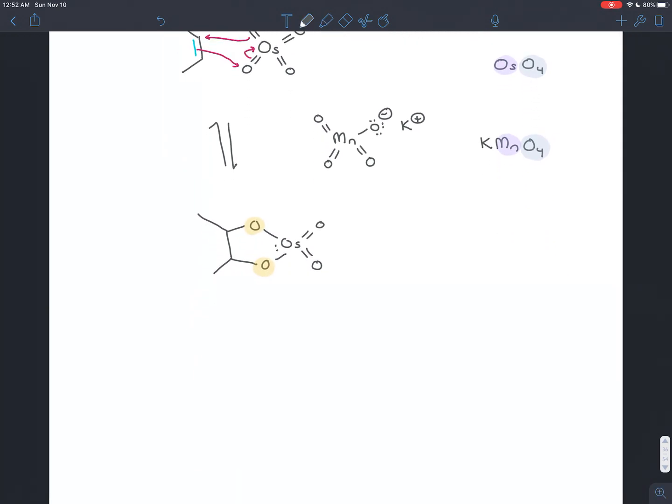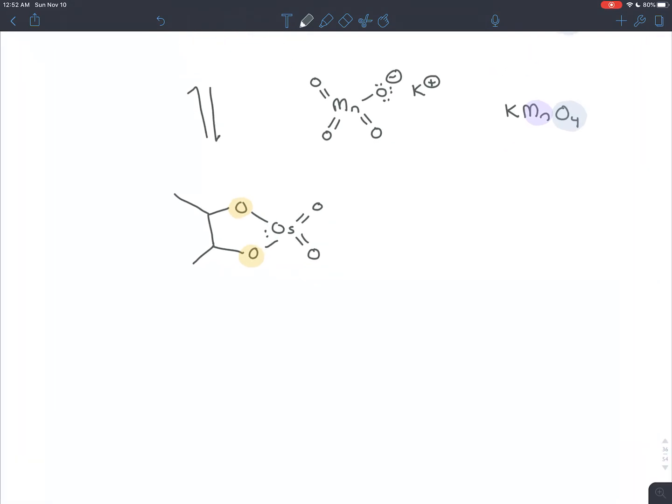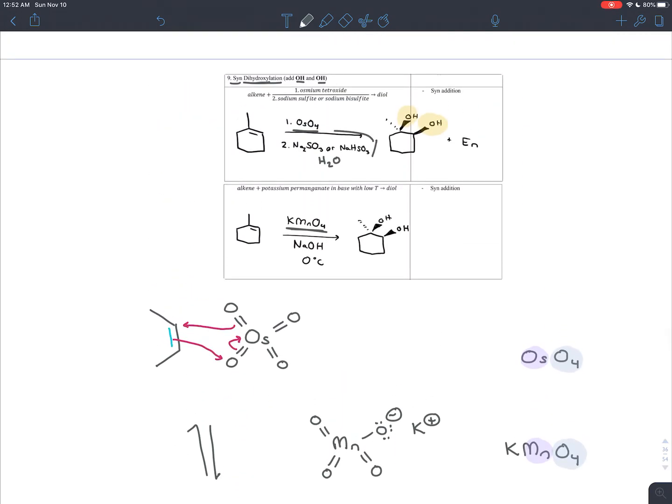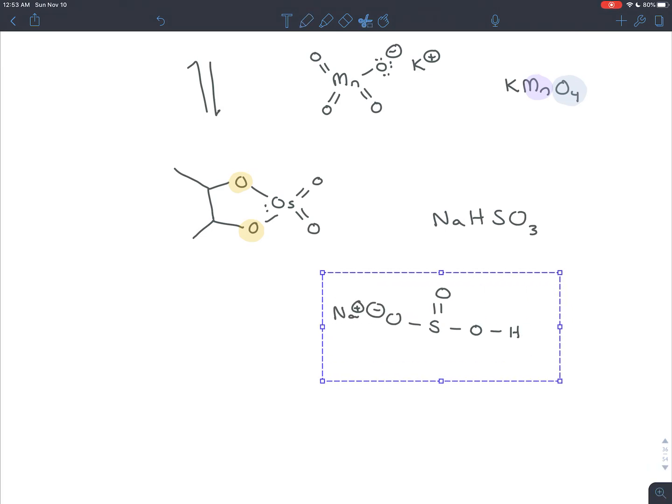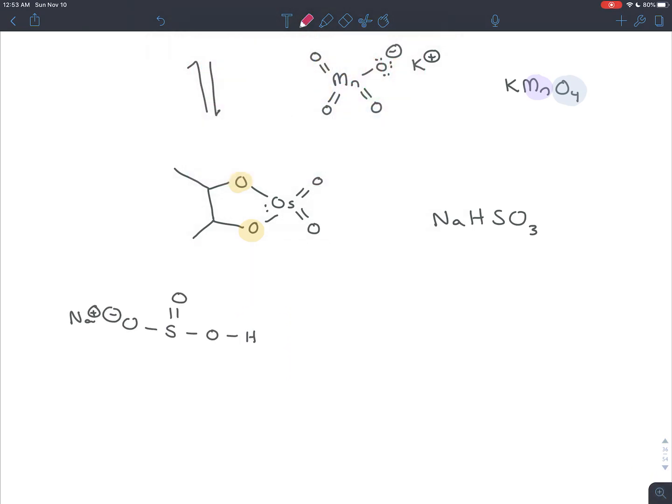It doesn't take too much to replace this osmium with just hydrogens. All you need is water, and sometimes this is catalyzed by sodium bisulfite or sodium sulfite. So you'd have sodium bisulfite, looks like that, and that would look like this. That can contribute a hydrogen.